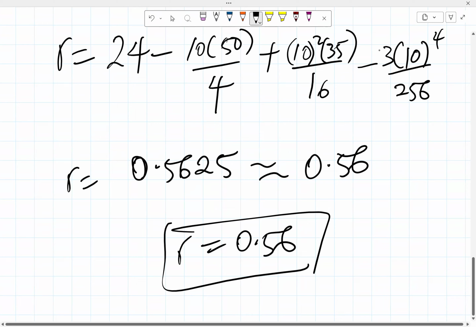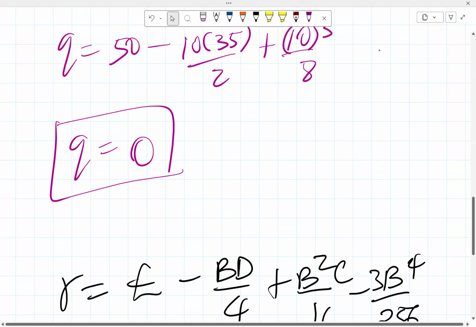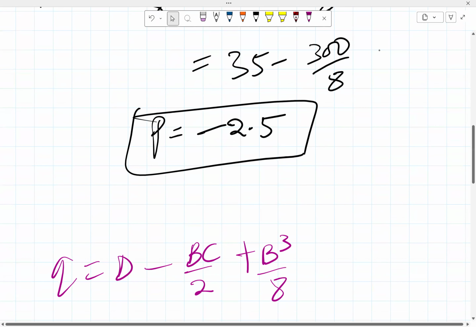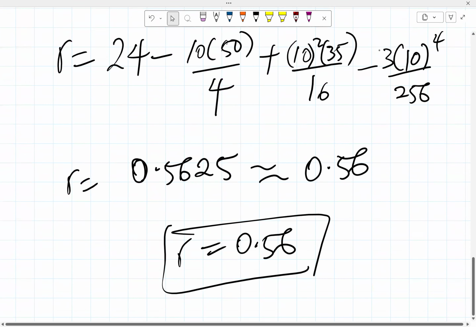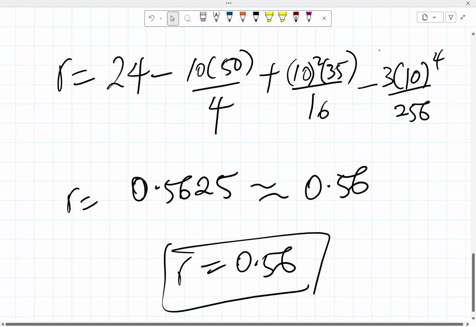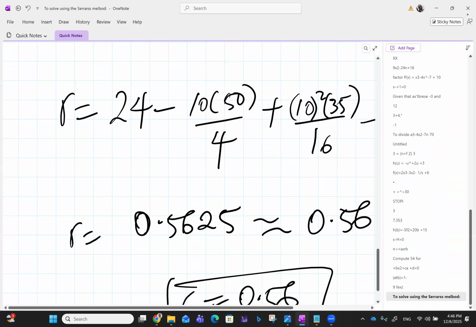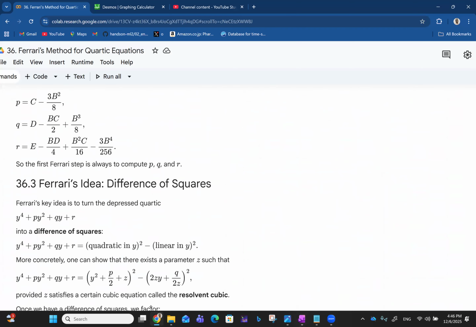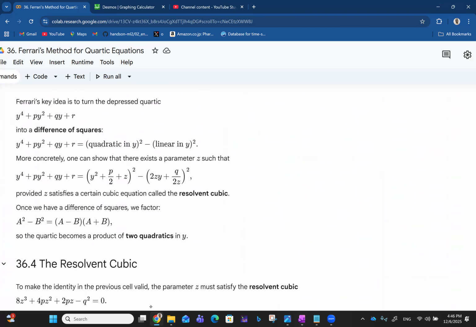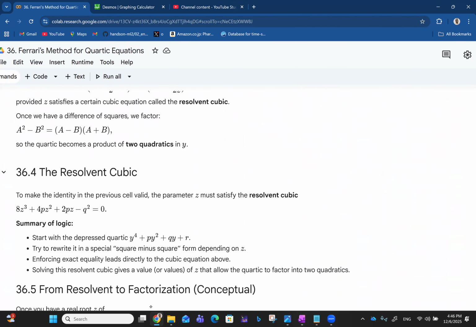So I pick this now. So again, Q is 0. Thankfully, P is minus 2.5. So we have all that. Now that that is done, we go for the next step. Like I said, I just want to do it as much as possible. I've already seen that Q is 0, so I don't have to take it further. But I'll just try to get the resolvent cubic.